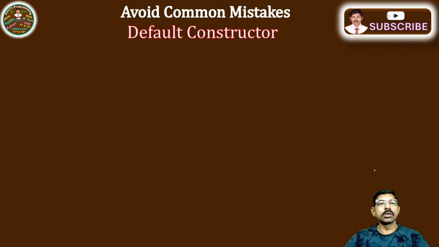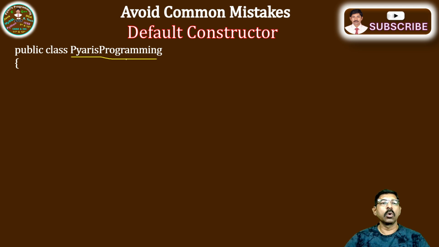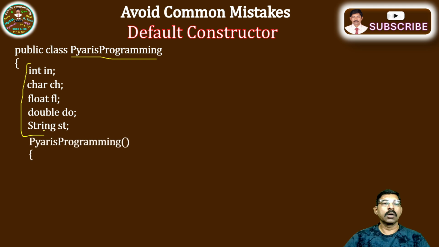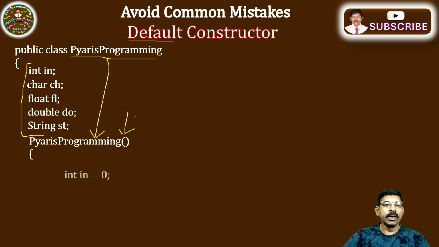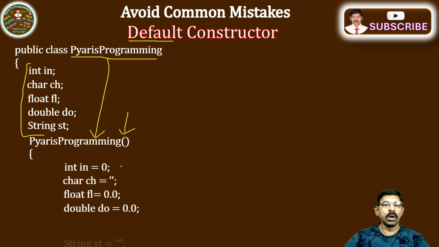Let's start with the default constructor. Here, assuming that the class name is given as PRS programming, so public class name, opening curly bracket, and assuming these are the instance variables given in the question. Thereafter, the constructor definition starts. As we know, the constructor name is same as the class name, so it is also PRS programming. It is a default constructor, so no parameter is passed to it. Then initialize the instance variables: integer 0, character null, float 0.0, double 0.0, string null. All the instance variables are initialized with their default values.